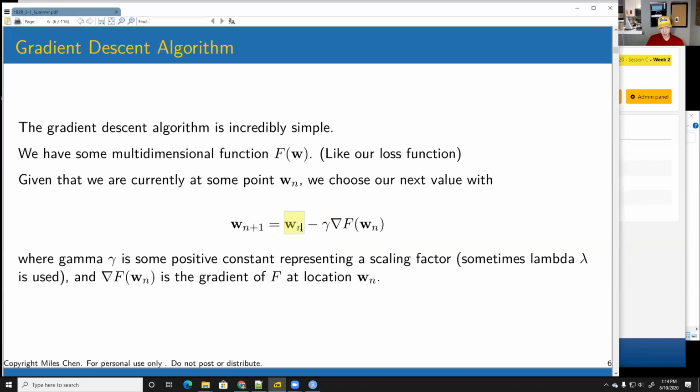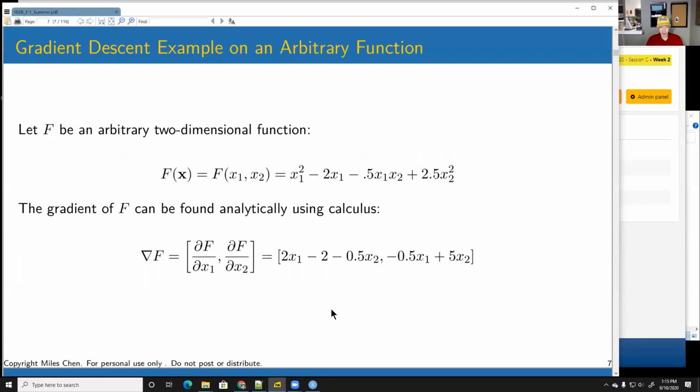Here, again, you have your current value of W at time n, and you're just going to subtract off the gradient at that location multiplied by some scalar. And that's going to give you the next value. And then you just repeat, you just iterate over and over and over.